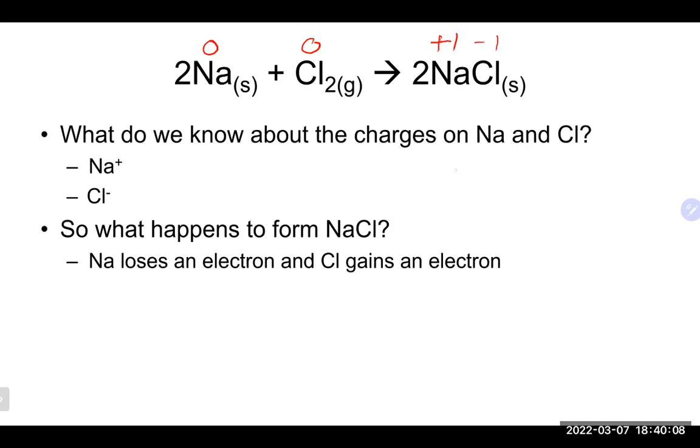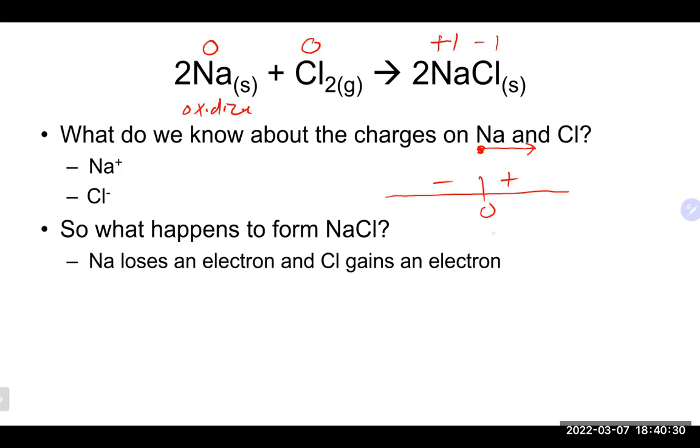So again, if we just did our number line and we looked at sodium, for example, sodium started at 0 on the left, ended at +1, which means it's moving in the positive direction, which means sodium is getting oxidized. Sodium is being oxidized, it's losing electrons.